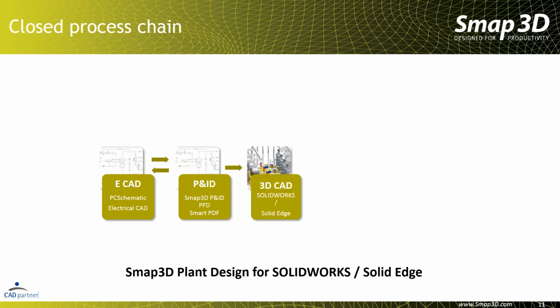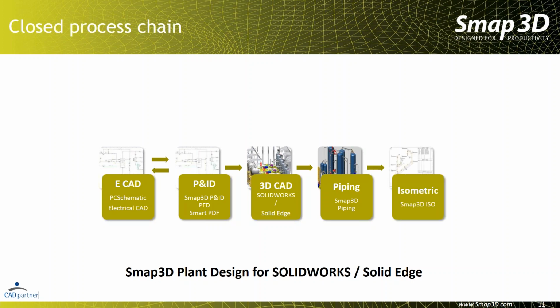Then we have the 3D CAD, which is then SolidWorks or Solid Edge, whatever you prefer or you already have in your company. The piping add-in, as I said before, is completely integrated. We only generate native SolidWorks and Solid Edge files. So you really have the mechanical engineering and the plant design within SolidWorks or Solid Edge. There is no separated solution for the piping or plant design. Everything happens in your 3D CAD together with Smap3D piping then.